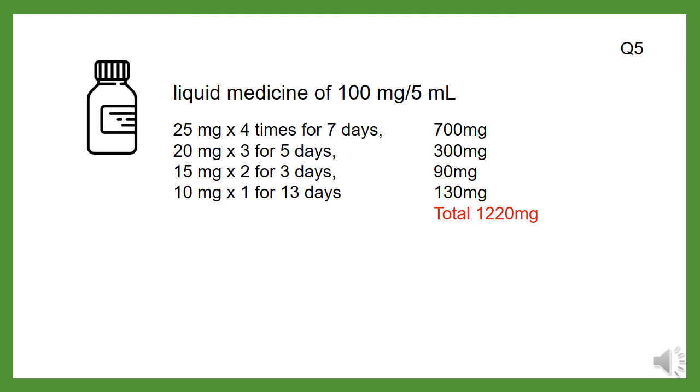So over here, how can you convert this into the volume? You use 1220 divided by 100 multiplied by 5. That gives you 61 ml to be dispensed.